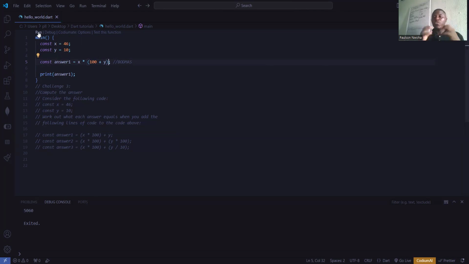So if you want to be in total control, use parentheses to actually segment the ones you want to run first, because any expression in parentheses will always come first before the other ones. Okay. Now, I hope you understand that.